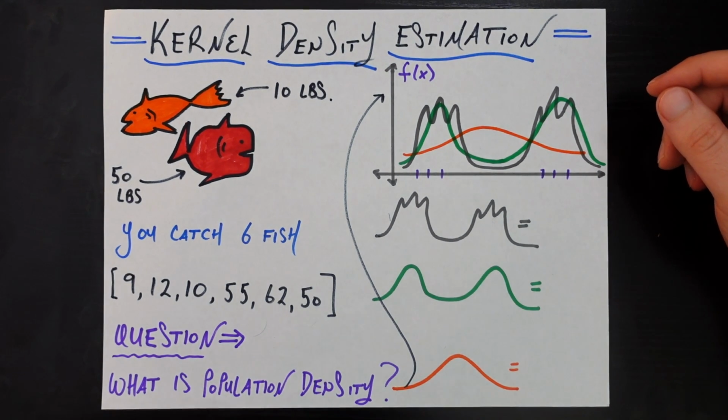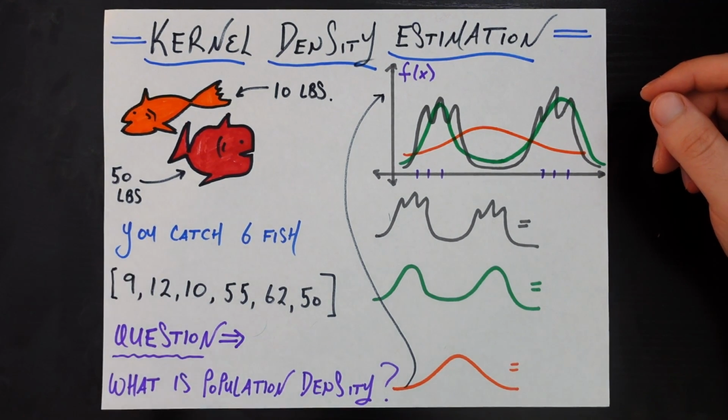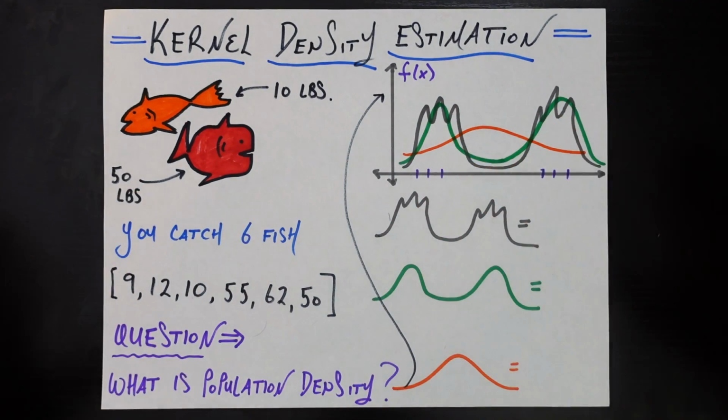Now, a question comes to mind. There's obviously way more than 6 fish in this river that you're fishing in. So the question is, can we use just these 6 data points to figure out the population density, the probability density function of weights of all of the fish in the population?